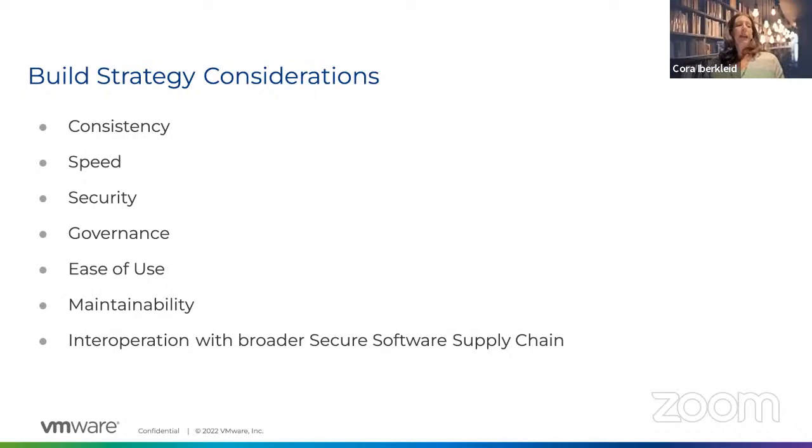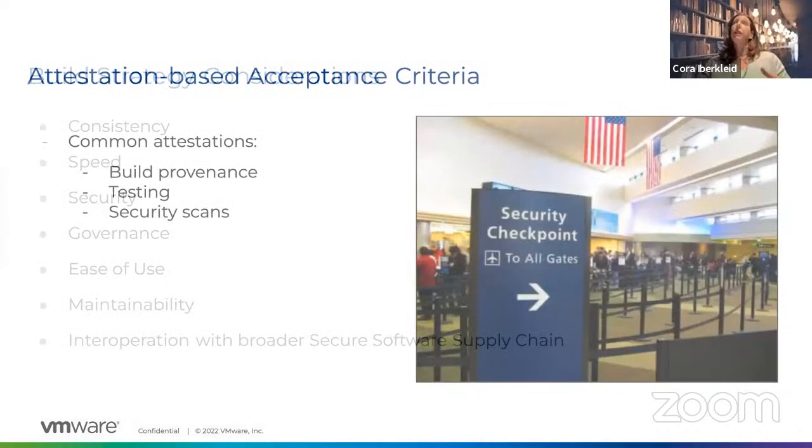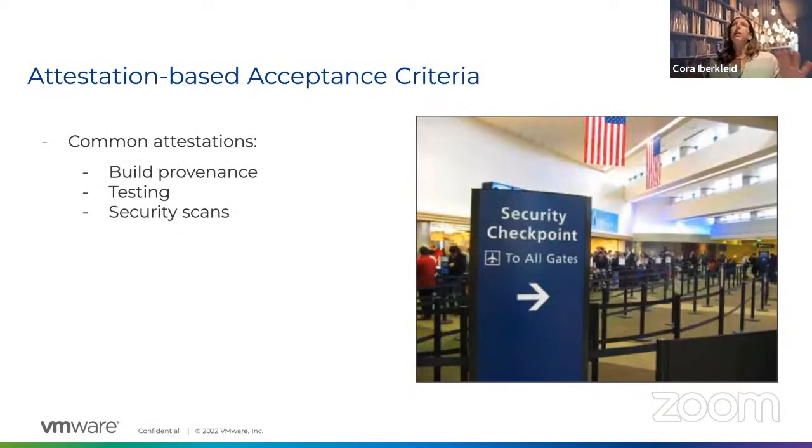And how does it interoperate with other parts of your secure supply chain? So these are all things to think about. Meaning it's not enough just to produce an image, right? And then the other thing I think that we can keep in mind is where software supply chains are going.